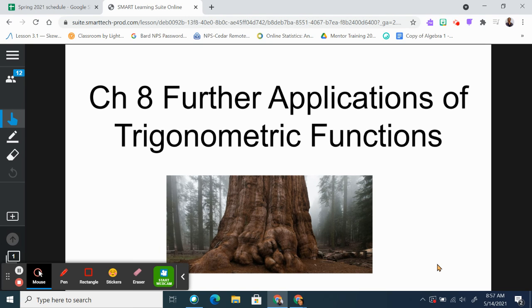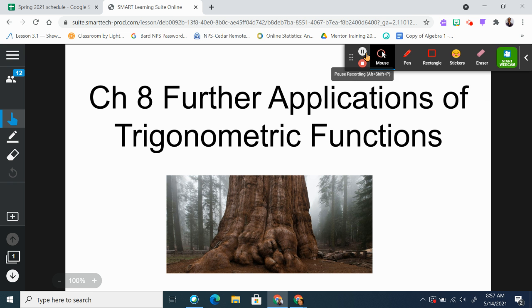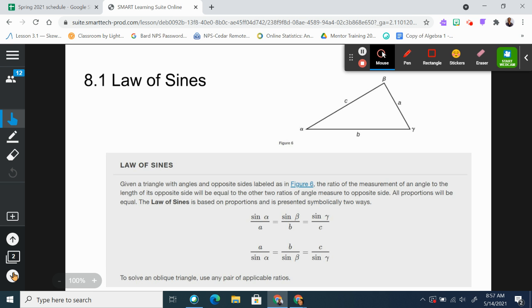We're going to begin Chapter 8, which is further applications of trigonometric functions. In this section, we're going to be looking at a couple of laws, the law of sines and the law of cosines, and then we're also going to later explore polar coordinates, although in this video, we're going to focus on the law of sines. So the law of sines is a nice law that we can use.